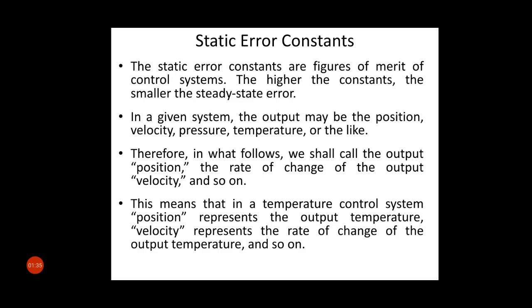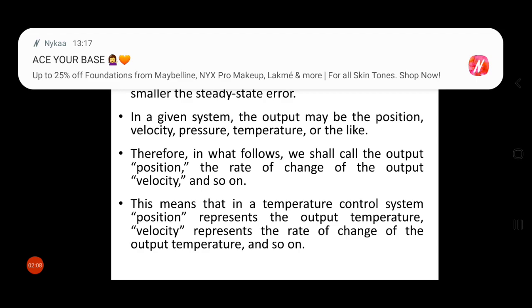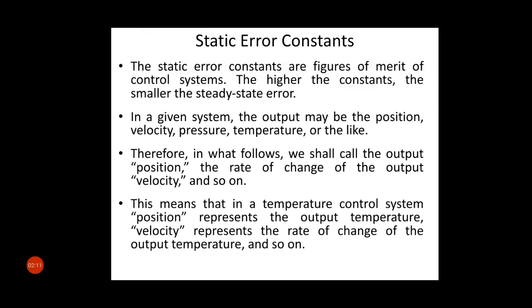In a given system, the output may be position or velocity or pressure or temperature. Therefore, in what follows, we shall call the output position, and the rate of change of the output velocity, and so on. This means that in a temperature control system, position represents the output temperature and velocity represents the rate of change of the output temperature.